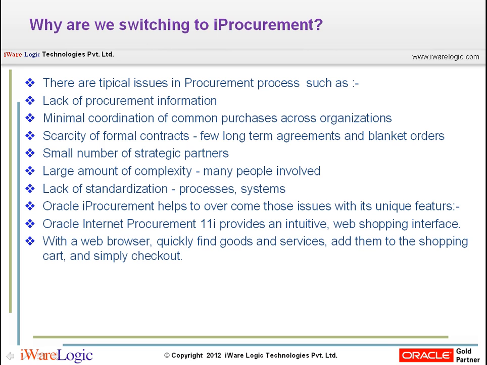Oracle iProcurement helps to overcome those issues with its unique features. Oracle Internet Procurement, that is iProcurement 11i, provides an intuitive web shopping interface. As we discussed earlier, this is a web-based technology. With a web browser, we can quickly find goods or services, add them to our shopping cart, and simply check out and create purchase orders or requisitions using those shopping carts.